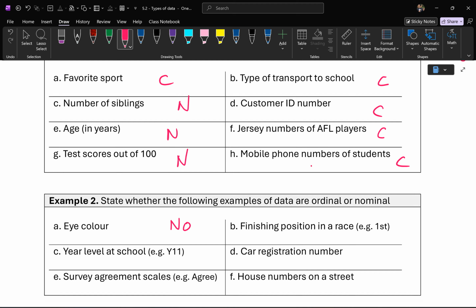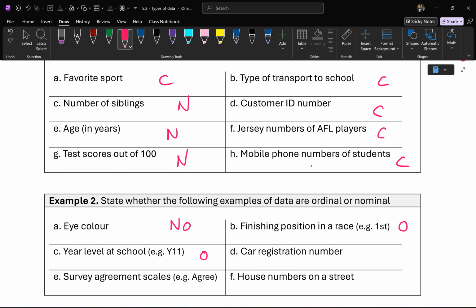Finishing position in a race. So you can be first, second, or third. Gold, silver, or bronze. Ishara. Ordinal. Ordinal because obviously it has an order. Let's go with C. Year level at school. Year 12, year 11, year 10. What do you think that is? Let's go with Michael. Ordinal. Yes, that's correct. It has an order to it. 7, 8, 9. Even though it's a label, there is a ranking to it.